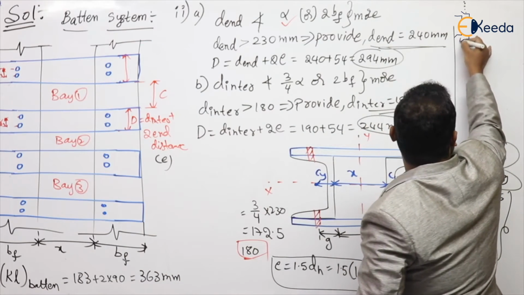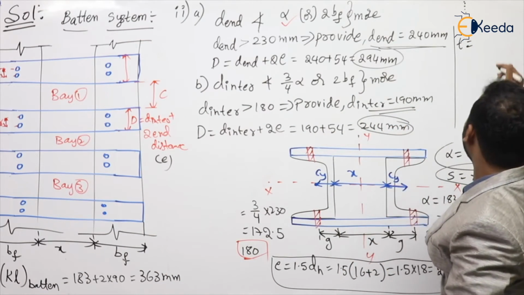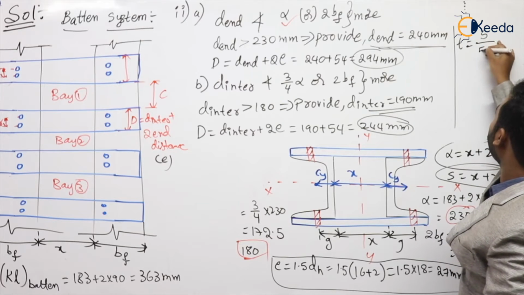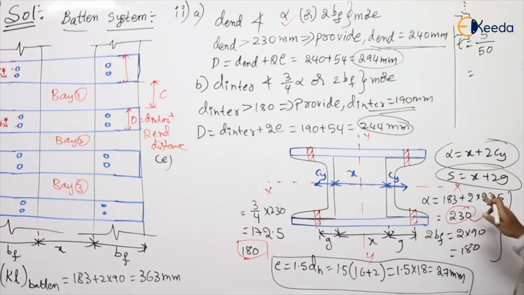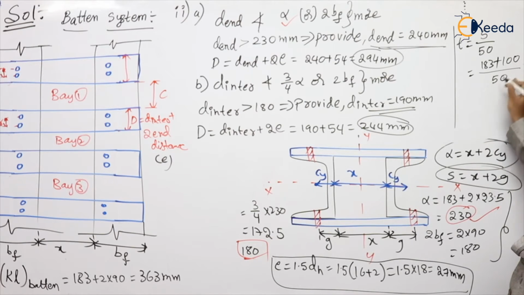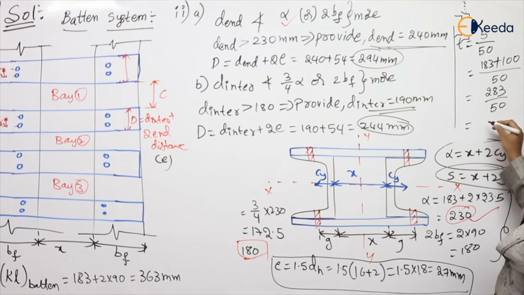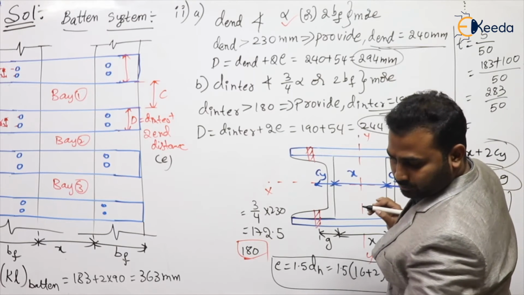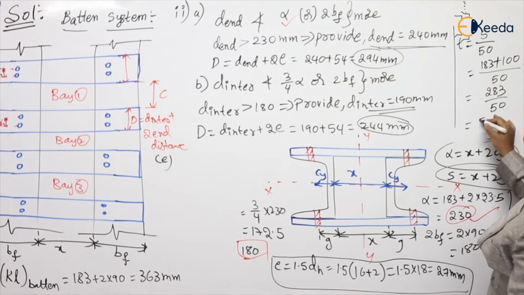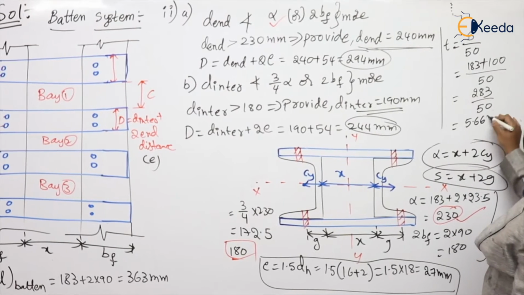Thickness of the batten, t, is equal to S upon 50. Now what is the S here? S is equal to X plus 2G. X is 183 plus 2G, which is 100, so 183 plus 100 is 283, upon 50. Approximately we will get this value as 5.66 mm.